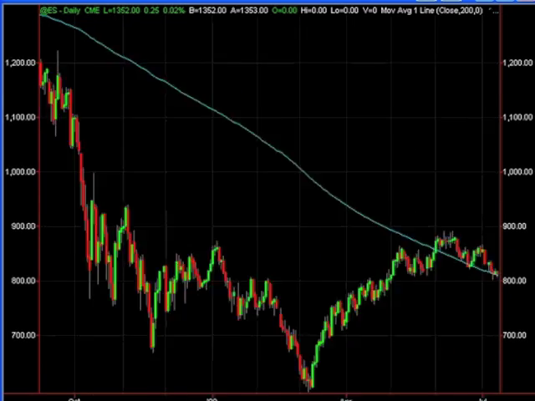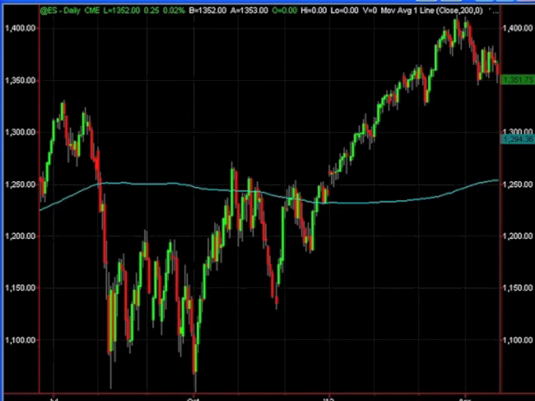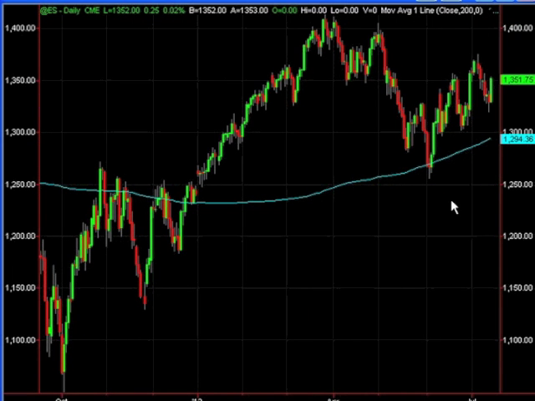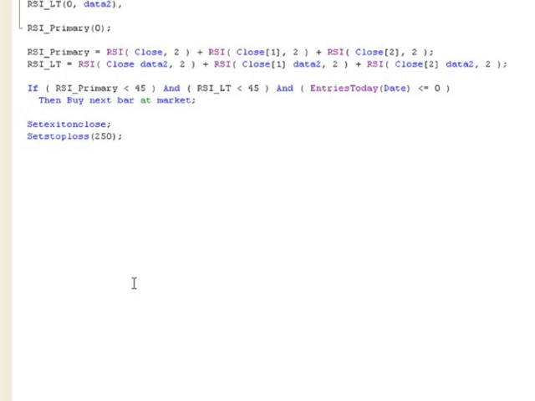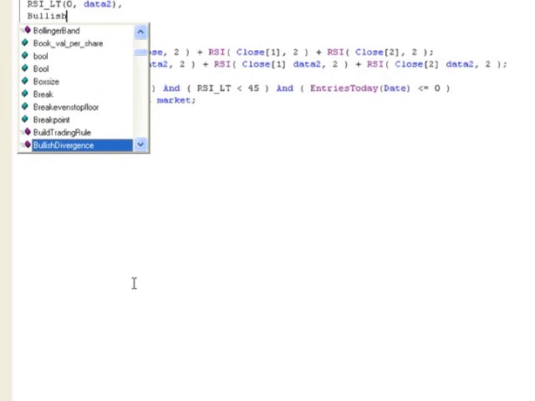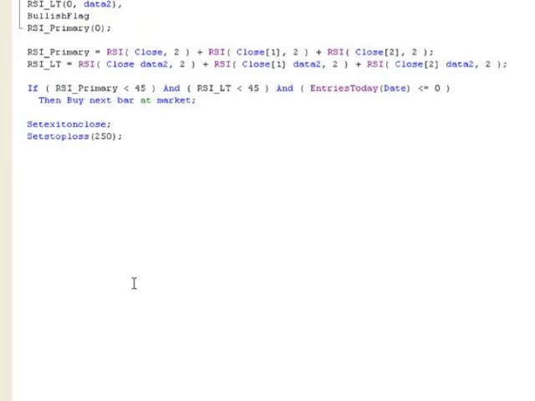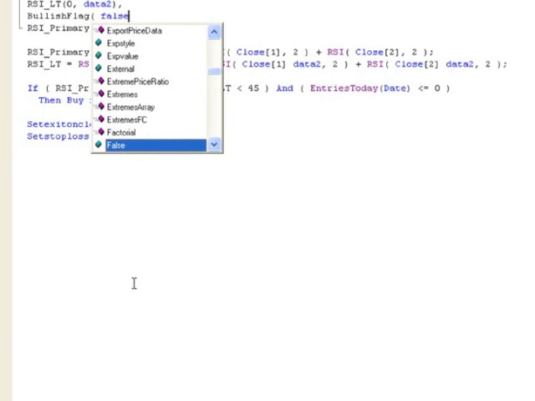Very simple concept, but the point here is, how do we access this information again on an intraday chart? Well, very simple. We all know that data 2 is containing our daily data on an intraday chart. So what we're going to do is add a flag. Let's call this bullish flag. Define this, default this to false.